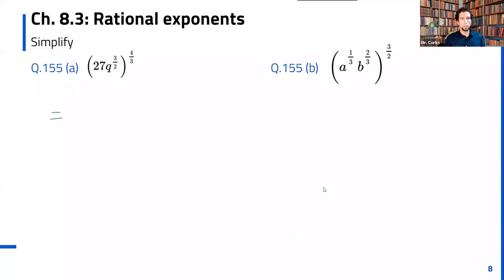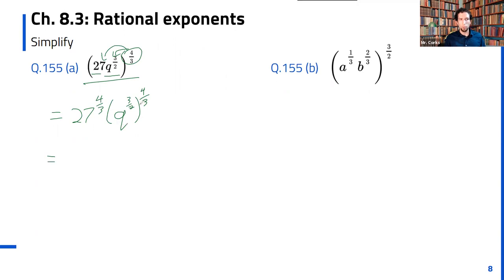Okay, let's take a look at these. So the one on the left here, we have an exponent on the outside, just like our other expanding examples. We have two things on the inside, so apply the exponent to both of them. So 27, we don't need brackets here, 27 to the exponent 4/3, and then also q to the exponent 3/2, that to the exponent 4/3.